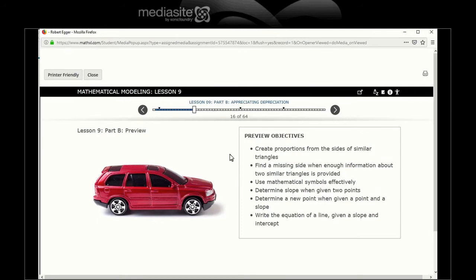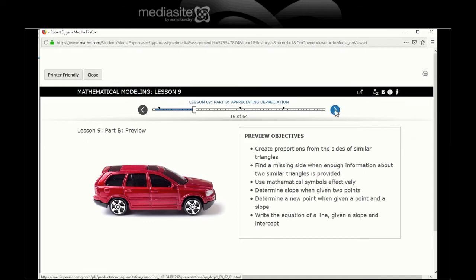So let's see, 9B. We will create proportions from the sides of similar triangles. Some geometry here. Find a missing side when we have enough information about two similar triangles. Use mathematical symbols effectively. Determine slope when given 2 points. Determine the new point when given a point and a slope. Write the equation of a line given a slope and intercept. I'll show you a backdoor dirty method for doing that. It'll be about 20 minutes here.